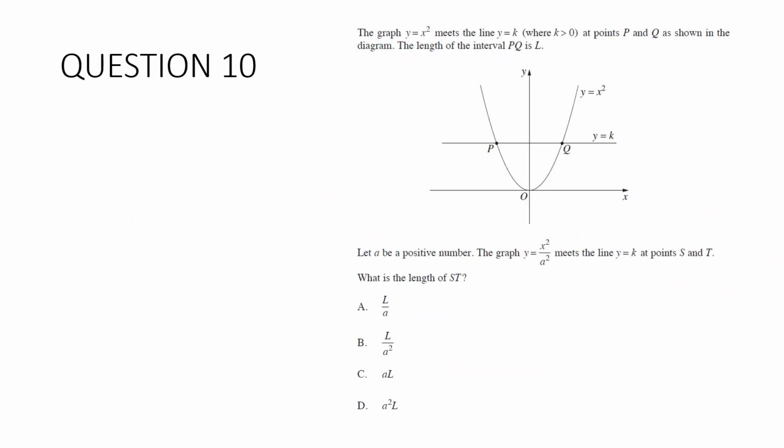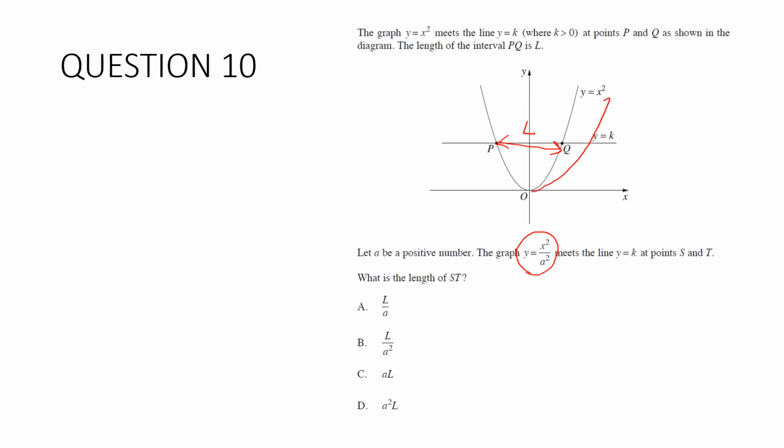Question 10. The graph y equals x squared meets the line y equals k, where k is greater than 0, at points P and Q as shown in the diagram. The length of the interval PQ is L. Let a be a positive number. The graph y equals x squared on a squared meets the line y equals k at points S and T. What is the length of ST? All right, now it tells us that a is positive. It doesn't tell us whether it's greater than 1 or not. But I'm going to make it greater than 1 just so I can see this on the diagram.